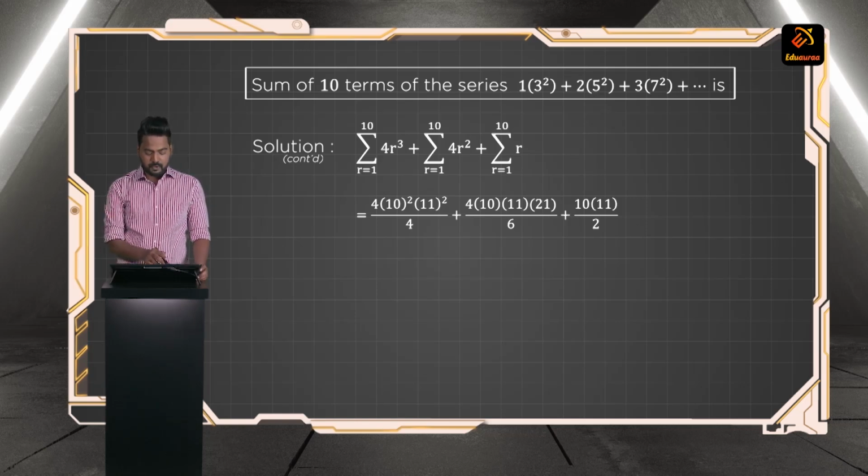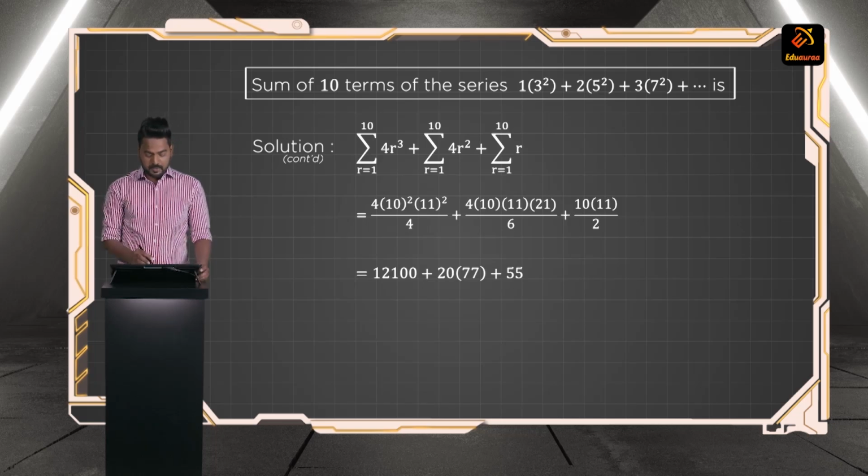If I see, 4 will get cancelled, again 2 2s and 2 3s will get cancelled. Similarly 3 1s and 3 7s will get cancelled, and again 2 1s and 2 5s will get cancelled. So accordingly, what is 10 square? 100. What is 11 square? 121. So the first term will be 12100.